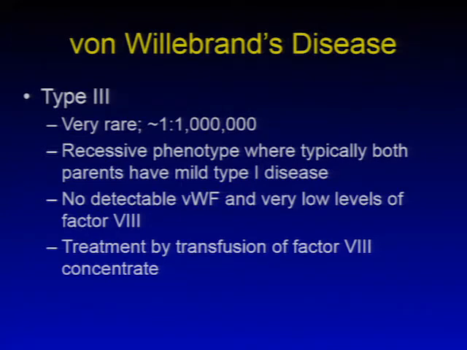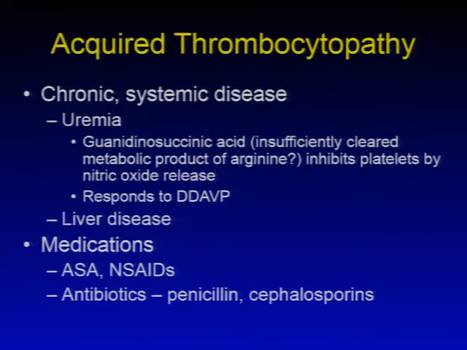Now, type 3 von Willebrand's disease, quite rare, thankfully on the order of about 1 out of 1,000,000 patients, so again, very infrequent. These unfortunate patients have the recessive phenotype. They have 2 parents, each with mild disease, and they get that gene that leads to the severe form. They have essentially no detectable von Willebrand factor and often very low or even no detectable factor VIII as well. And in these cases, you absolutely must give factor VIII concentrate to replace those factors and allow coagulation to be normal.